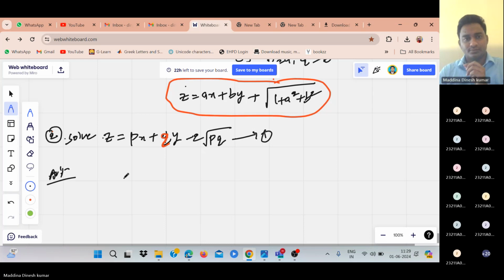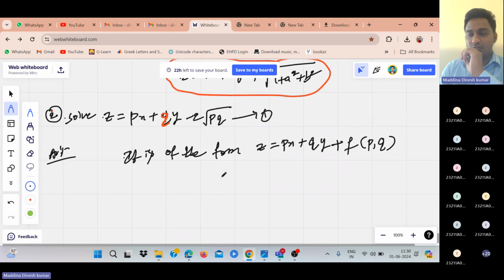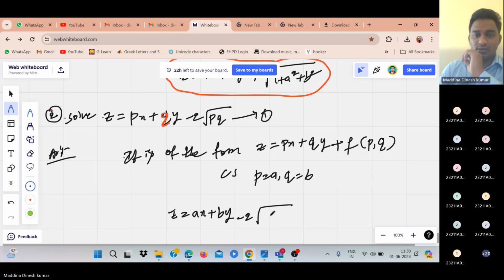So it is of the form Z equal to Px plus Qy plus f of P comma Q. Then its complete solution will be, in place of P we need to write A, in place of Q need to write B. So therefore Z equal to Ax plus By minus 2 square root of AB. That's it. The problem solution is over.